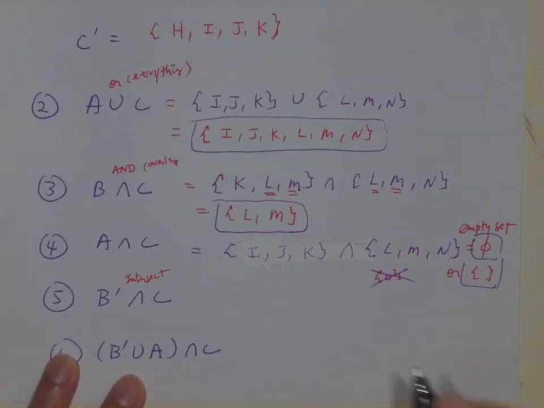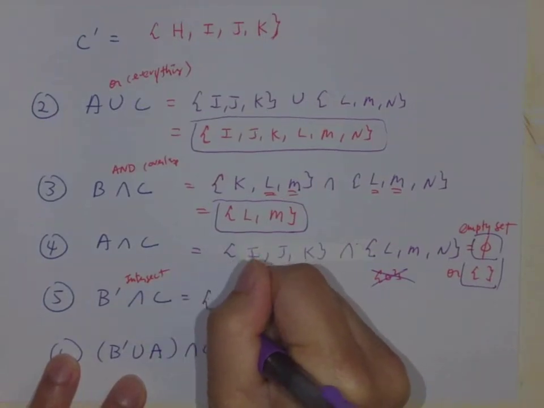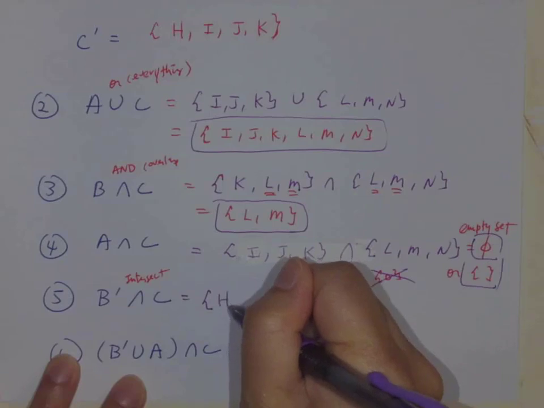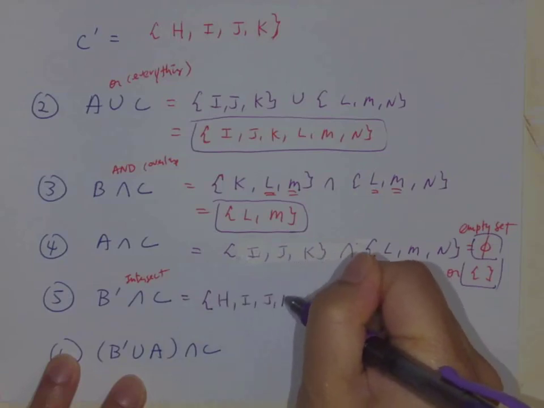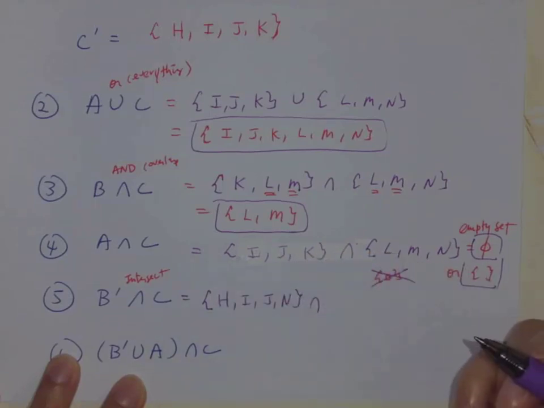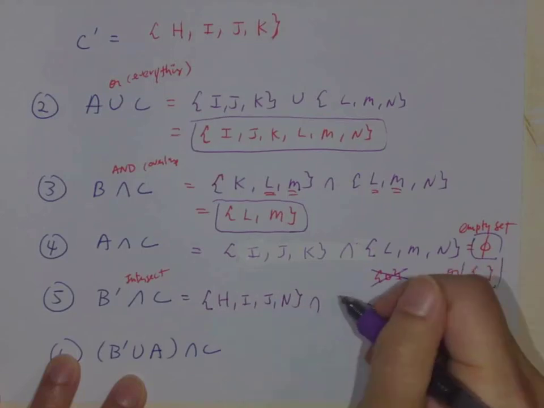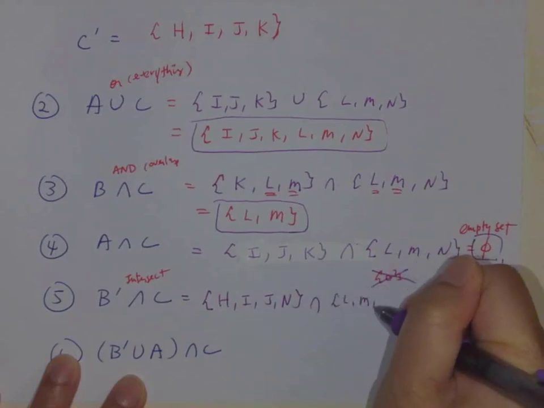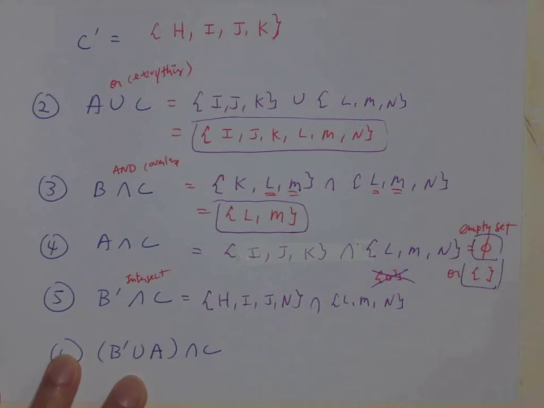Okay, not B, we did that earlier, right? I'm going to copy it down. Not B is going to be H, I, J, N. Intersect with C. C is L, M, N. So what do they have in common? Just N.